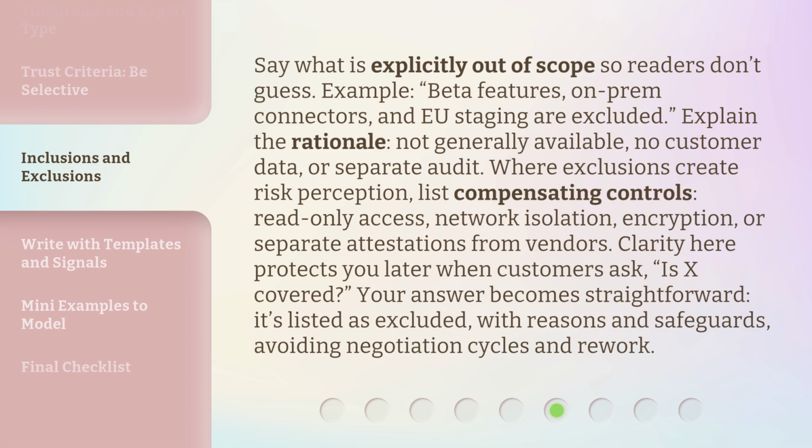Say what is explicitly out of scope so readers don't guess. Example: beta features, on-prem connectors, and EU staging are excluded. Explain the rationale. Not generally available, no customer data, or separate audit. Where exclusions create risk perception, list compensating controls, read-only access, network isolation, encryption, or separate attestations from vendors. Clarity here protects you later when customers ask, "Is X covered?" Your answer becomes straightforward. It's listed as excluded, with reasons and safeguards, avoiding negotiation cycles and rework.